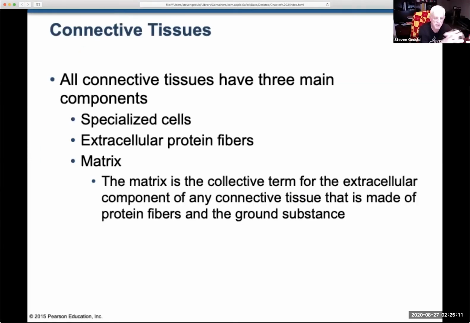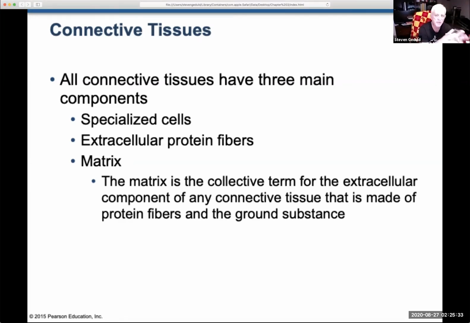All connective tissues have three main components. They have specialized cells. Remember, connective tissue holds all these epithelial cells into the body. Epithelium is this outside lining. It's all connected to and supported by this connective tissue at the base of the layer. So epithelial cells are polar. The apical portion is outside. The basal portion connects to connective tissue. That's what holds everything together in your body.